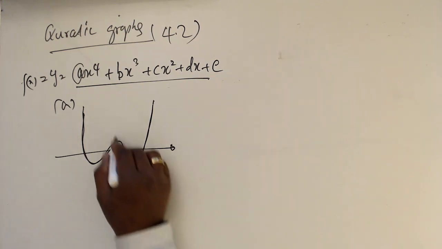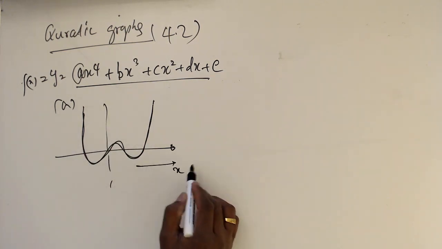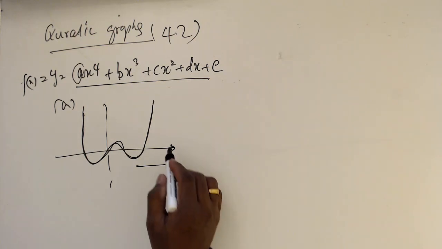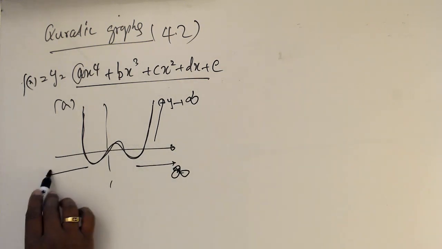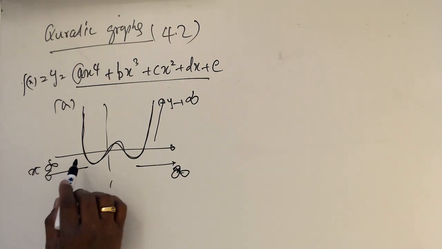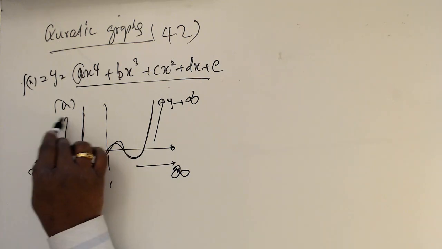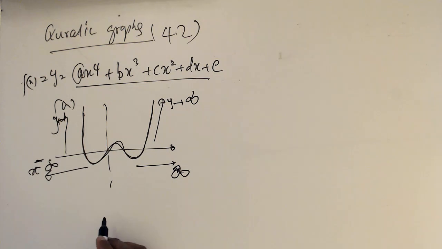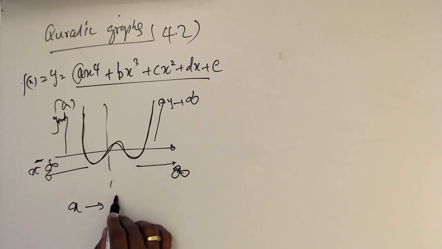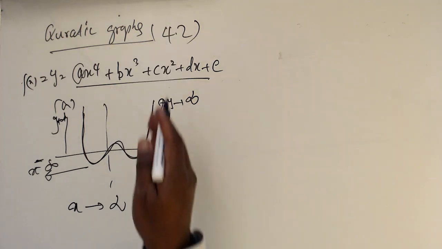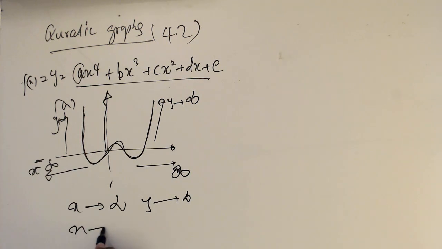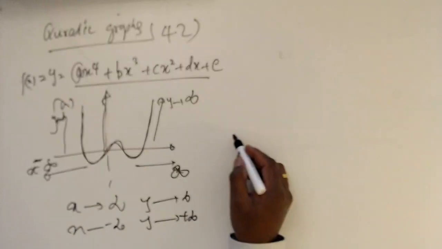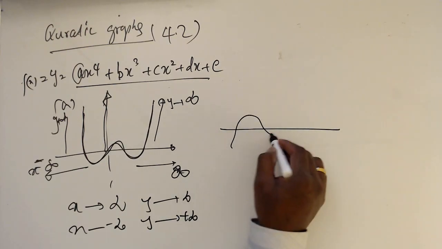The only thing we need to know here is, when x goes to positive infinity, y goes to positive infinity, and when x goes to negative infinity, y still goes to positive infinity. So when x goes to positive, you can see that it is moving towards the positive. In that case, the other one looks like this.